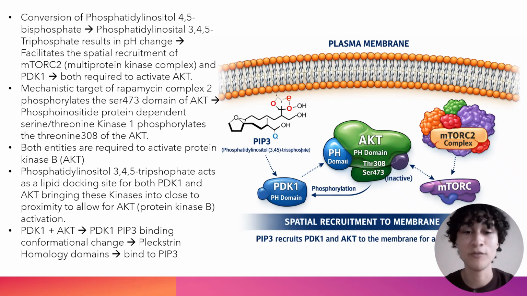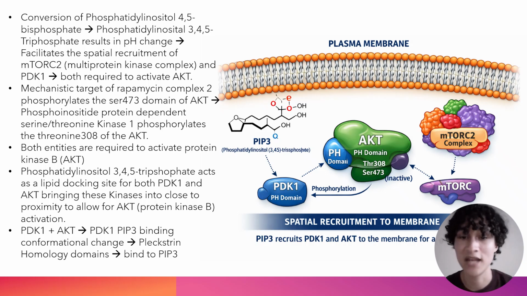But the main takeaway from this slide, I guess, is to understand the importance of spatial recruitment to the plasma membrane that is essentially induced by our PIP3, or phosphatidylinositol 3,4,5-trisphosphate. That change will stimulate migration of your mTORC2, your PDK1, and your AKT or protein kinase B. It will bring them all in close proximity to each other in the plasma membrane, and it will allow your PDK1 and your mTORC2 to activate protein kinase B through phosphorylation. It has to be phosphorylated.